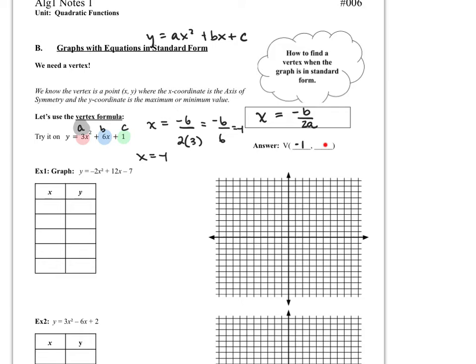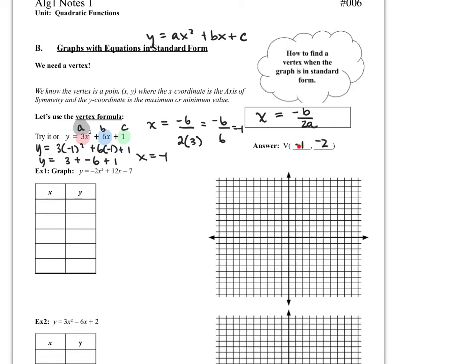My y coordinate of my vertex will be the y value when I replace x in this quadratic equation. So now I'm going to change x to negative 1, and we'll see what y will equal. So negative 1 squared would be 1 times 3 is 3, plus 6 times negative 1 is negative 6, and then plus 1. And now I'm going to add these together. So 3 plus negative 6 is negative 3. Negative 3 plus 1 would be negative 2. And so that means my vertex would be the point negative 1, negative 2.